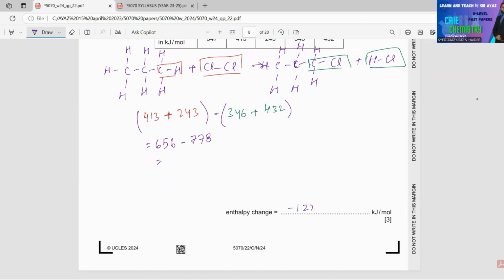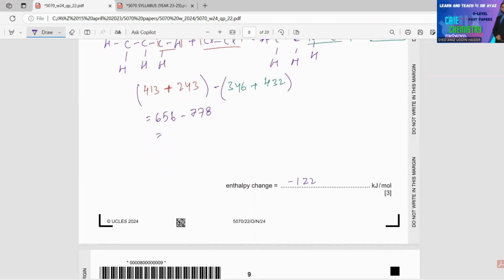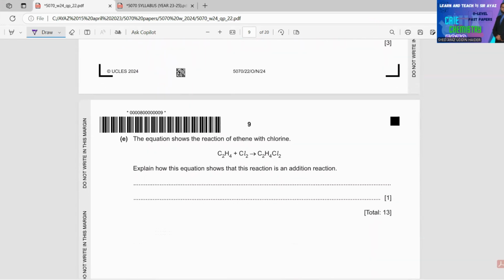Minus 122 kilojoule per mole. This will be the final answer. Part E, the equation shows the reaction of ethene with chlorine. C2H4 plus Cl2 gives C2H4Cl2. Explain how this equation shows that this reaction is an addition reaction. Only a single product is formed.